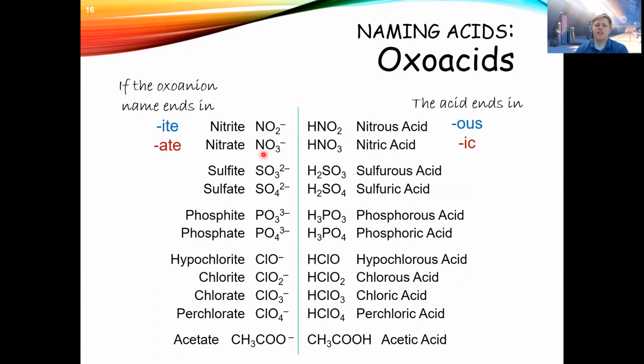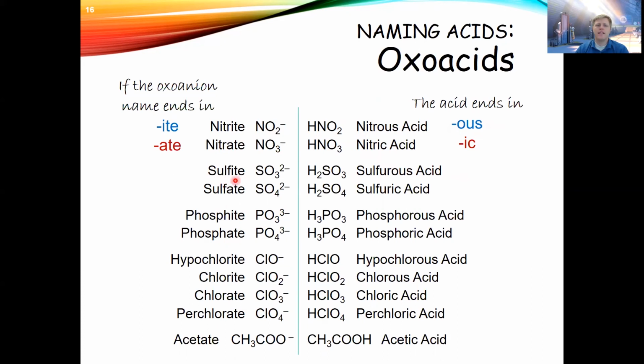Then for nitrate, you'll notice the difference between nitrite and nitrate is nitrate has one more oxygen. And if you have an anion ending in ate, its acid is going to end in ic. So this would be nitric acid. If you have an anion that ends in ite, then its acid is going to end in ous, so nitrous acid. And you'll notice the pattern's the same.